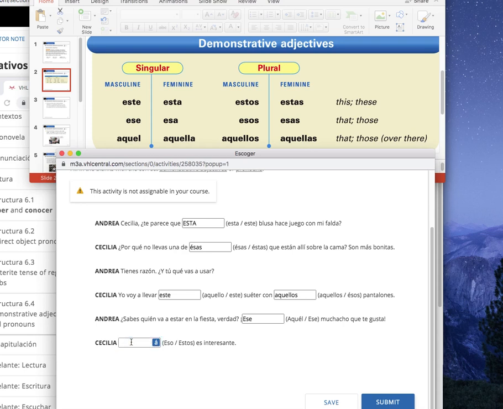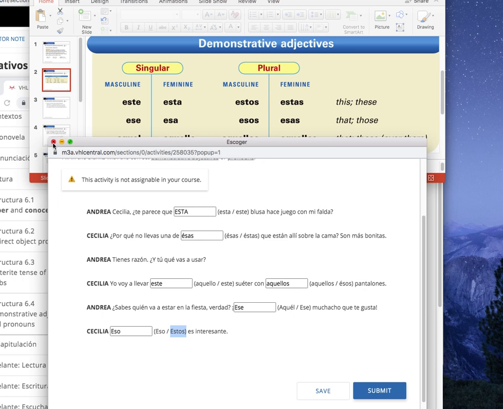And we're back. And it would be eso, right? Because remember, with the abstract thinking ones, it's always singular. So eso es interesante, right? Eso es interesante. Es is singular, so that's why it's eso. That's why it couldn't be estos.